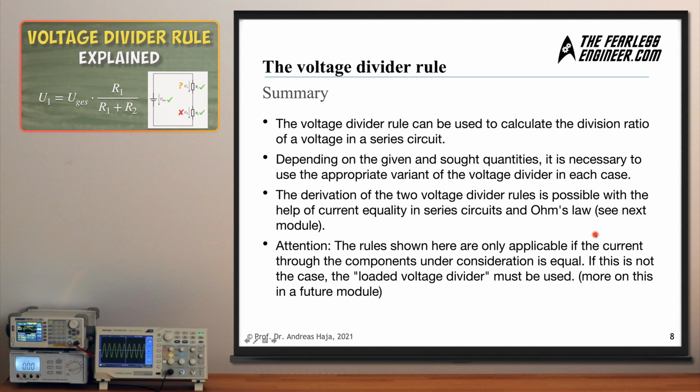Well, let's quickly summarize the major points from this video. The first one is that the voltage divider rule can be used to compute the ratio of division of voltages in a circuit where the components are connected in a series manner. Secondly, depending on the quantities which are given and which you are looking for, it's necessary to use the appropriate version of the voltage divider. We have looked at two versions here, and you have to decide which one to use. And one indicator is, do you have the overall voltage given, or do you only have a partial voltage given? This is the point you have to look for in order to choose the correct variant.